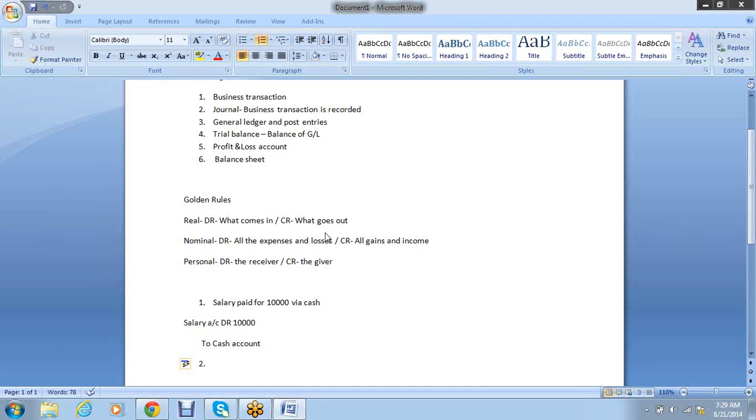So we do not consider the individual's account. So we call it a cash account. Where the individual account will come, I'll give you that example also.